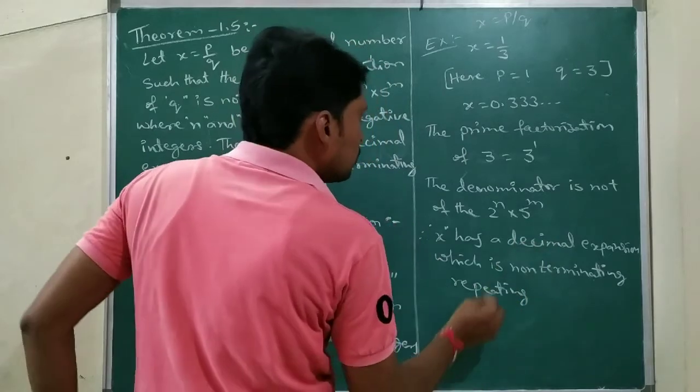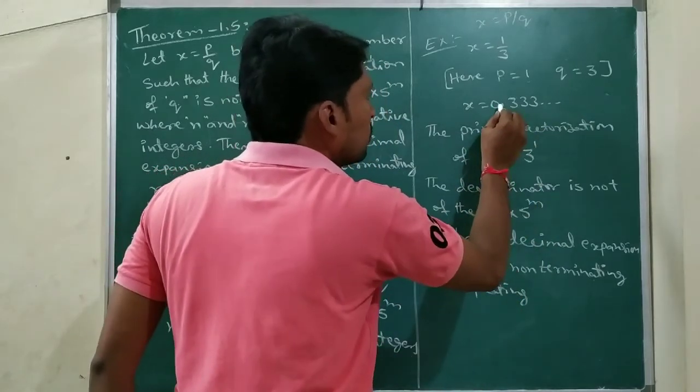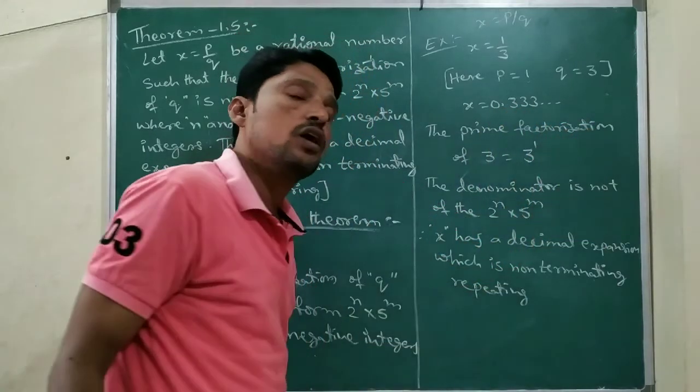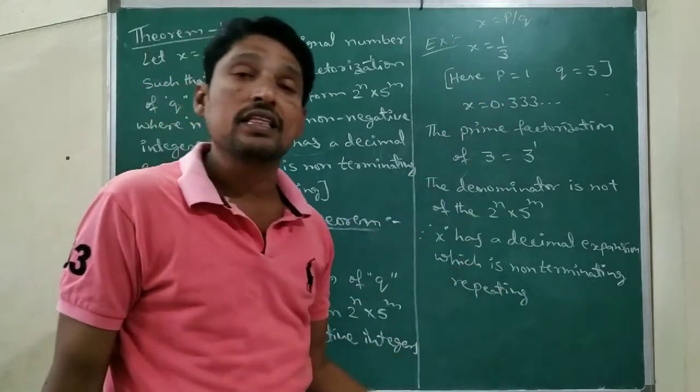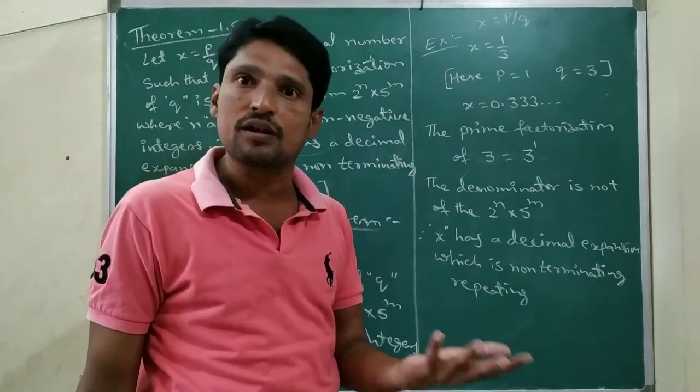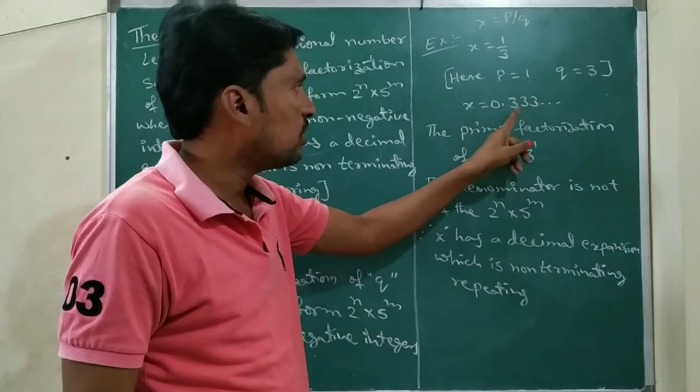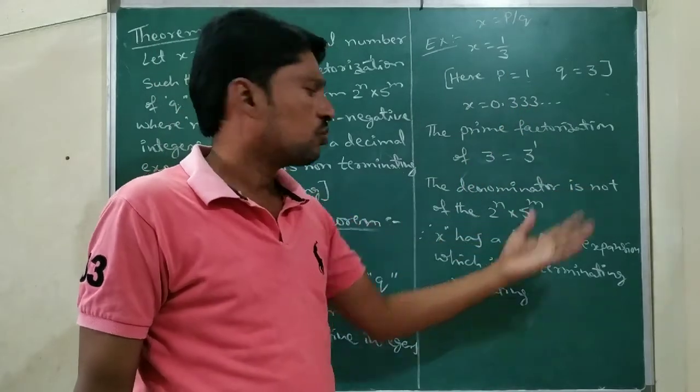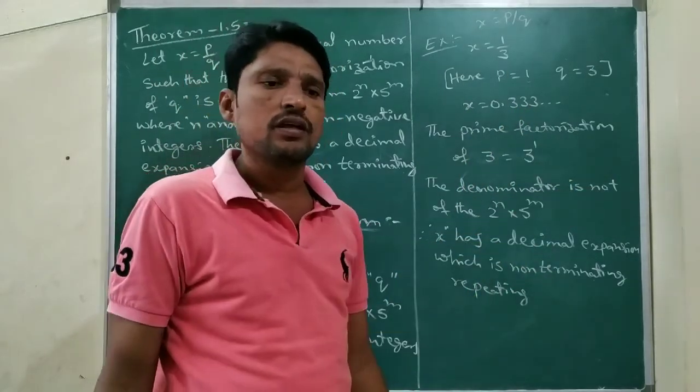So here we did the 1 by 3 value, and we got 0.3333, and so on. We are not getting the remainder 0. Remainder 0 means it is terminating, otherwise it is not terminating. So is it repeating or not? This 3 is repeating, so that is why we write repeating.